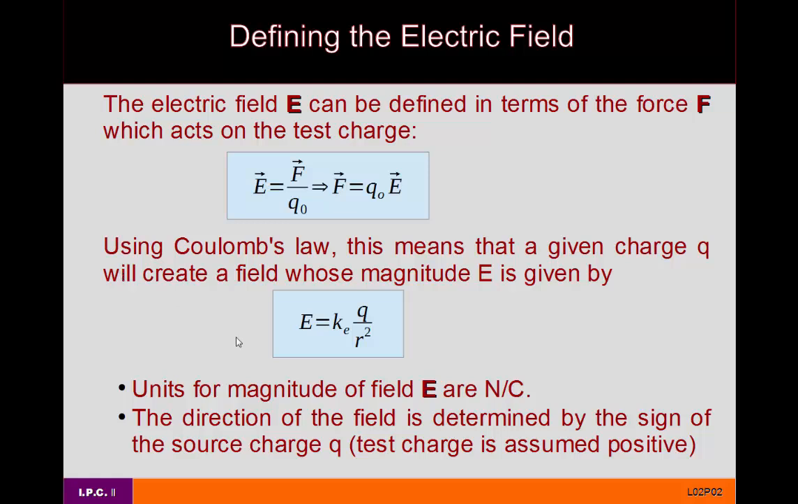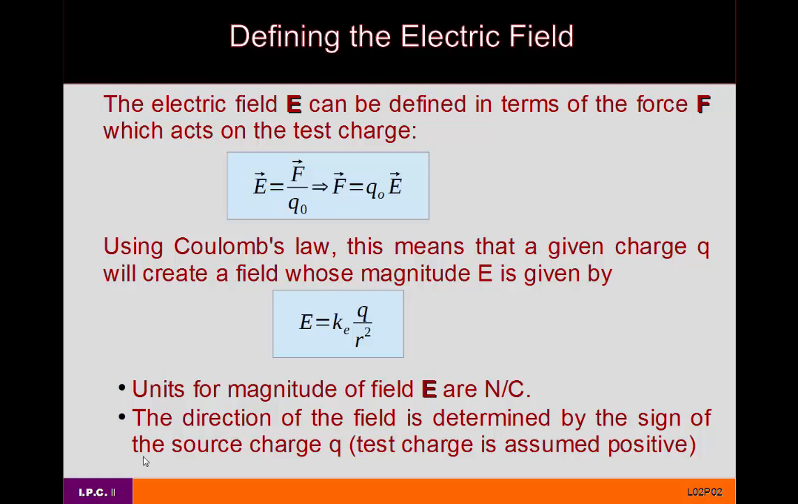The units for the magnitude of the electric field are newtons per coulomb. This is why it's sometimes useful to have a theoretical test charge of 1 coulomb. Then you can divide the force experienced by that charge by 1, and now you have the strength of the field because your charge is 1 coulomb.